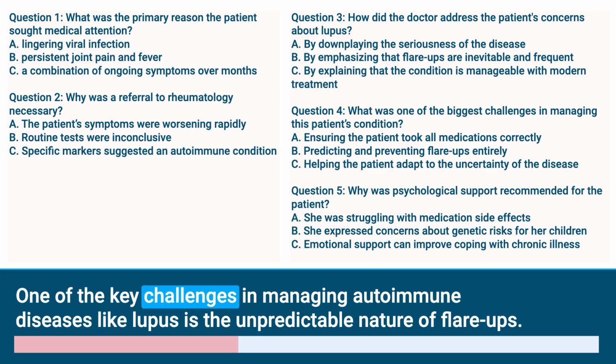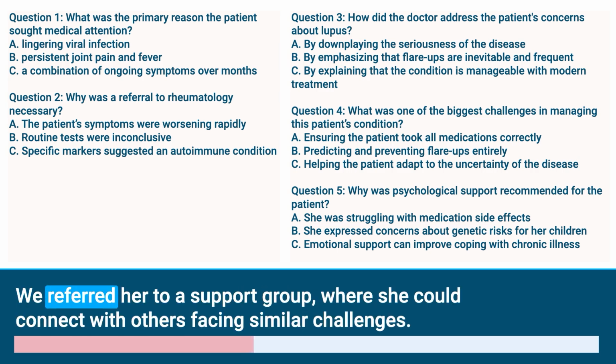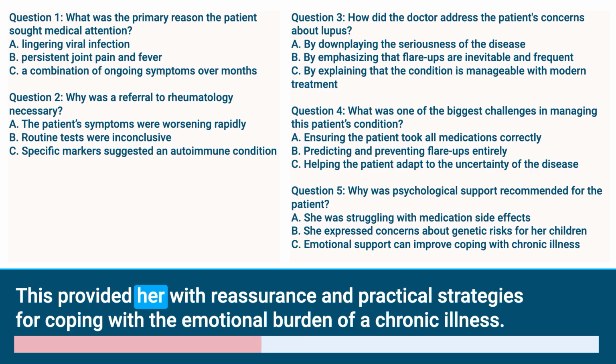One of the key challenges in managing autoimmune diseases like lupus is the unpredictable nature of flare-ups. In this patient's case, psychological support was also an essential component of care. We referred her to a support group where she could connect with others facing similar challenges. This provided her with reassurance and practical strategies for coping with the emotional burden of a chronic illness.